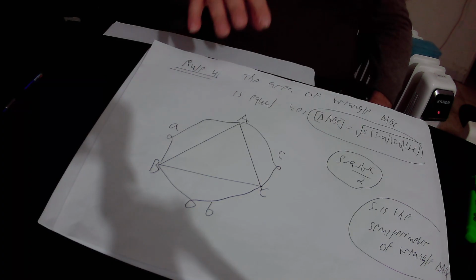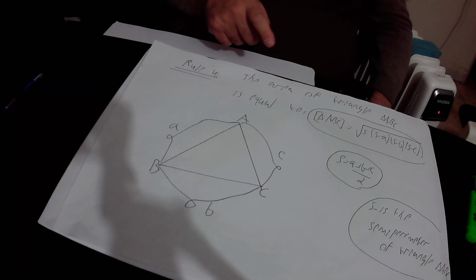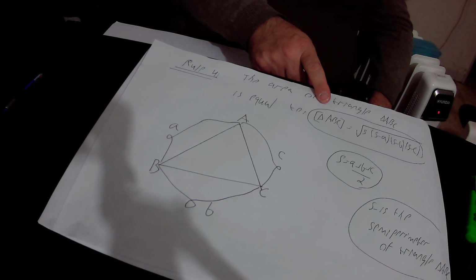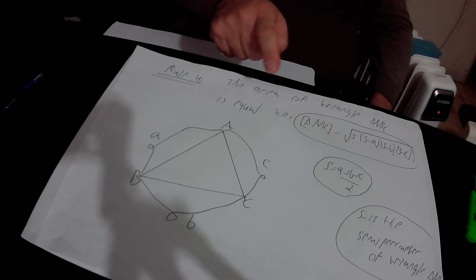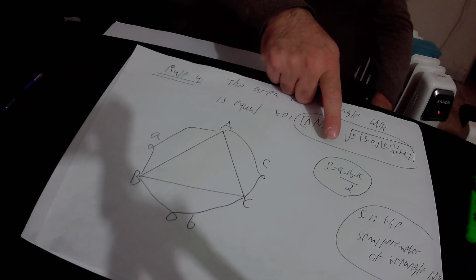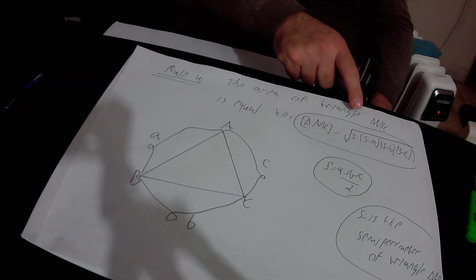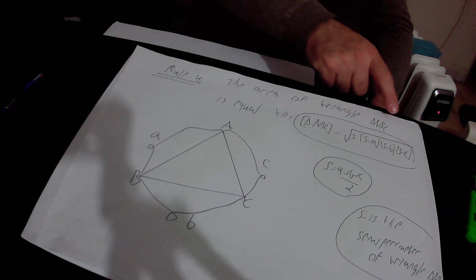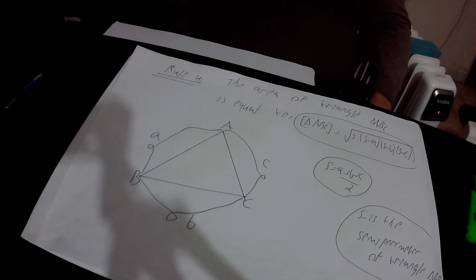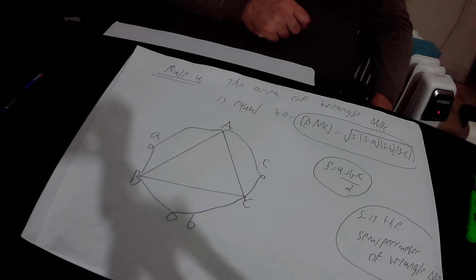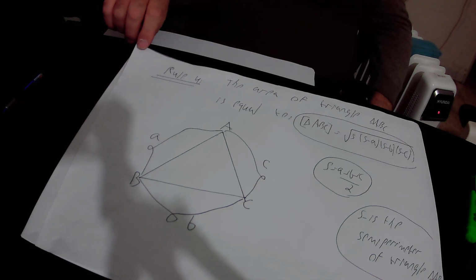And the area of this triangle, according to rule number 4, is equal to, where the square bracket is a sign for the area, the area of triangle ABC equals the square root of S times S minus A, times S minus B, times S minus C. S is the semi-perimeter, A plus B plus C over 2. A, B, and C are the side lengths of triangle ABC. So we can actually implement rule number 4 in our drawing.